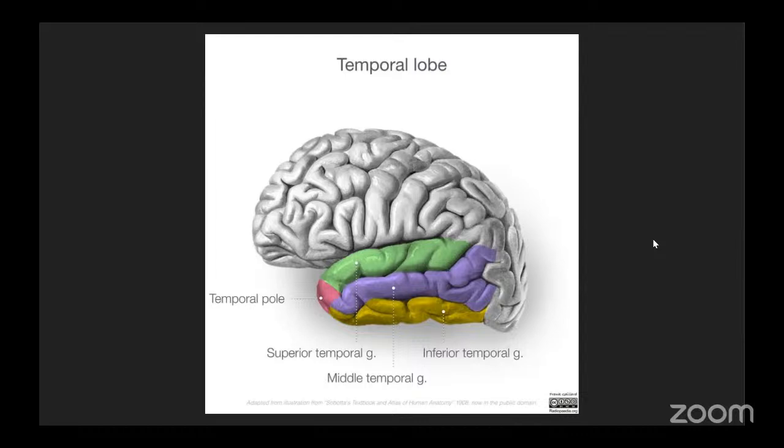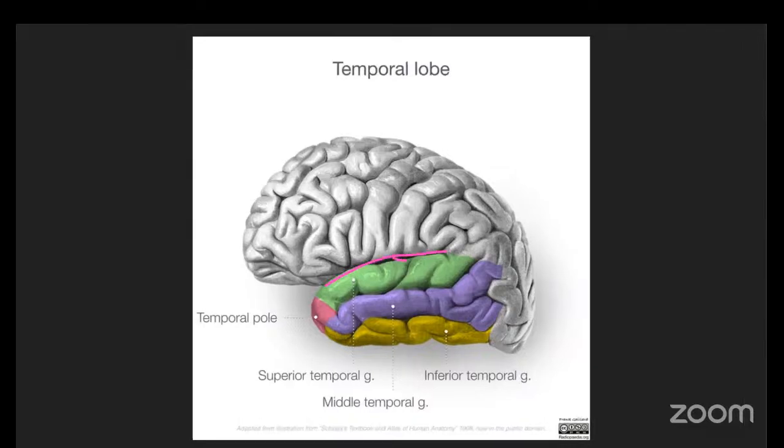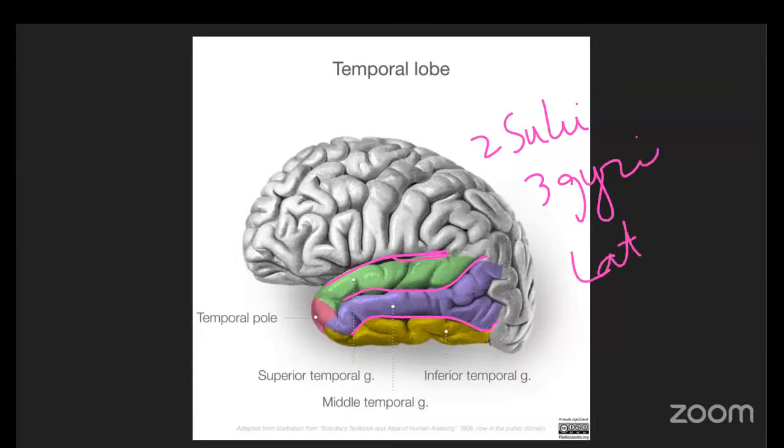This is the illustrated version. It's very easy to understand. You have the Sylvian fissure here. This is the posterior ramus of the Sylvian fissure. Then this is the superior temporal sulcus, and this is the inferior temporal sulcus. We have two main sulci and three gyri on the lateral surface. This is the lateral surface.